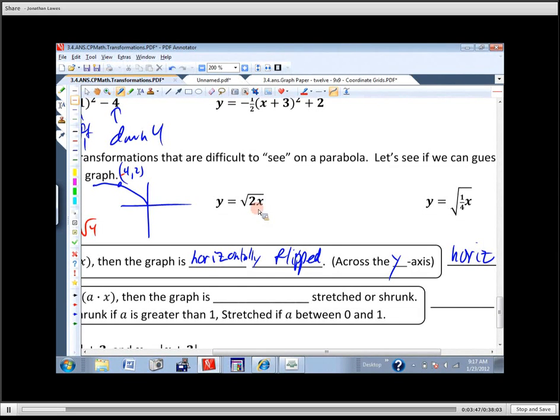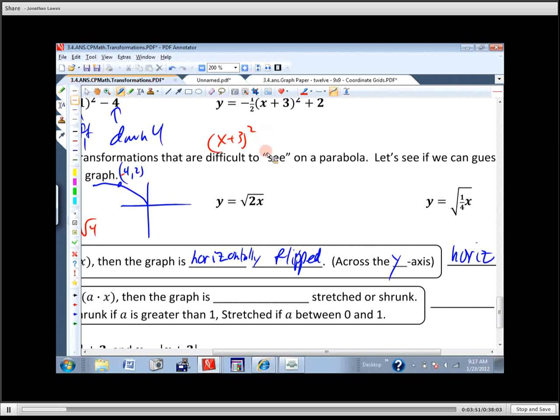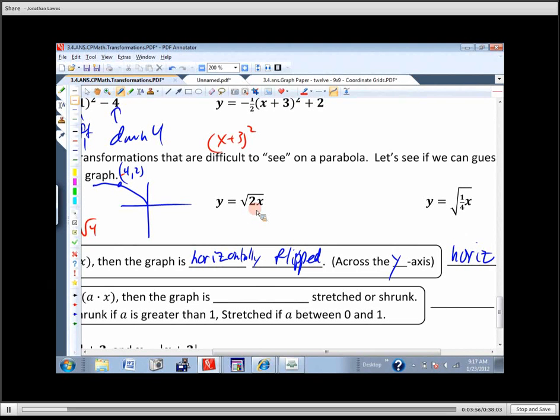So remember when we had these guys, where we had x plus 3 quantity squared, that moved it to the left? You would think that this would horizontally stretch it out. It doesn't. What it does is it horizontally shrinks it. So let's take a look at this. Here's the parent graph.